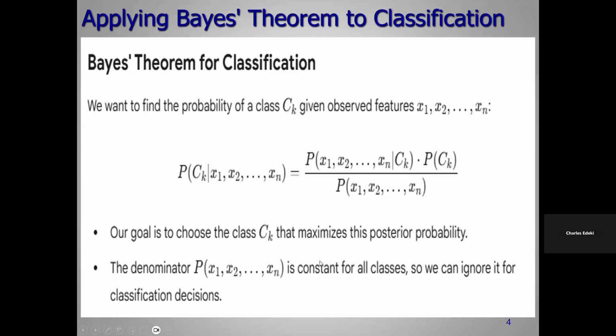As we mentioned earlier, we want to maximize our result, the posterior probability, which is the probability of C_k given S1 to Sn. So our goal always is to choose the class C_k that maximizes it. Also, the denominator here is constant for all classes, so we can ignore it for the classification decision because we are using the same features. Let's say we have class 1 and class 2. We want to classify whether, based on the features, it belongs to class 1. In this case, the features are the same.